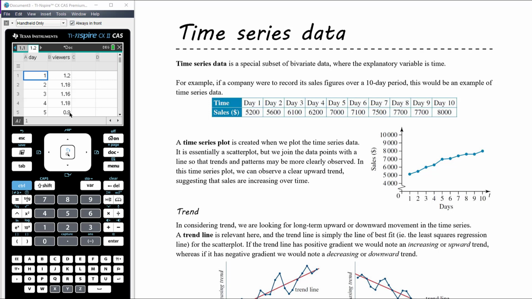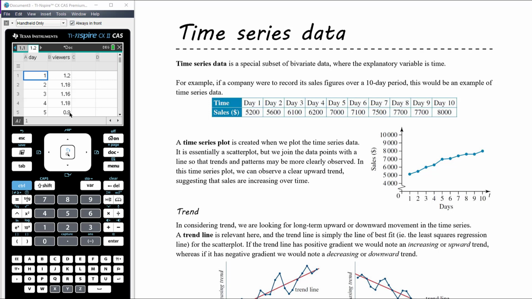If the explanatory variable is time, whether that's seconds, minutes, hours, days, weeks, months, seasons, quarters, years, whatever, it is time series data. For example, if a company were to record its sales figures over a 10-day period, this would be an example of time series data, and we could create a time series plot, which is essentially just a scatter plot, except that we join the points with a line. Doing this enables us to better see trends and patterns and fluctuations.